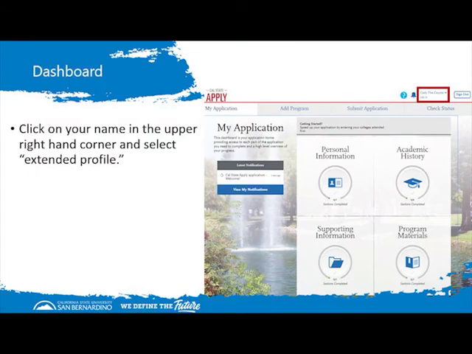Now that you've logged into your application, you should be able to view 4 quadrants: personal information, academic history, supporting information, and program materials. Please click on the drop-down menu in the upper right-hand corner and select Extended Profile.